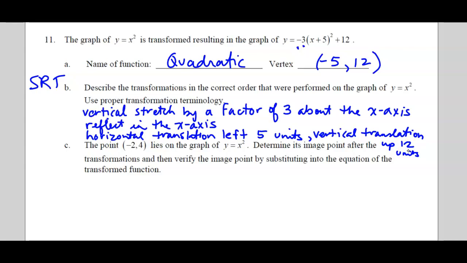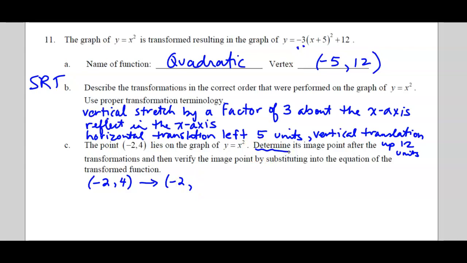So it says the point negative 2, 4 lies on the graph of the original. Determine its image point. Image point is the new one after the transformations. That's the math word for it. And then verify by substituting into the transformed function. So we want to do these transformations. I'm going to show the steps. You can do it all in one, but it does say determine, so I should show work there.